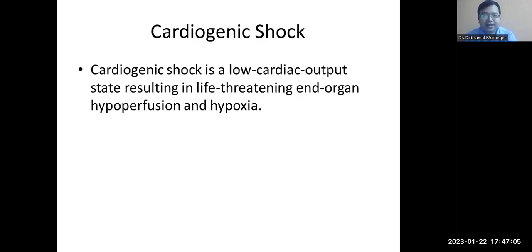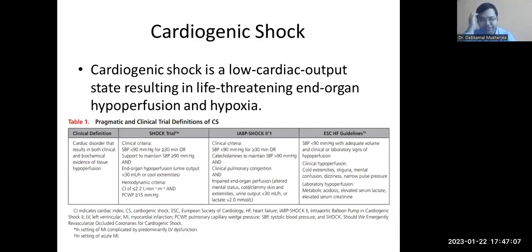So coming back to the definition of cardiogenic shock, basically it is a low cardiac output state resulting in life-threatening end organ hypoperfusion and hypoxia. And as in different trials, the objective clinical criteria which we follow is usually systolic BP less than 90 millimeters of mercury for more than 30 minutes, along with other evidence of end organ hypoperfusion like decreased urine output, or, as Dr. Bansal had previously said, the hemodynamic criteria of cardiac index less than 2.2 and pulmonary wedge pressure more than 15 millimeters of mercury.